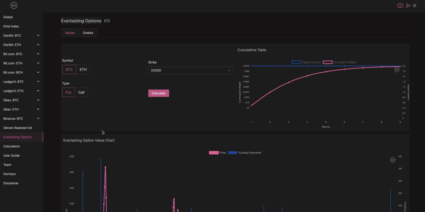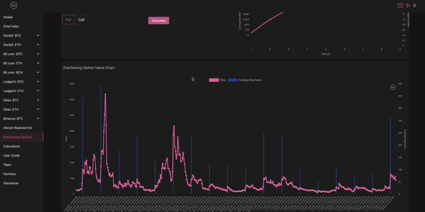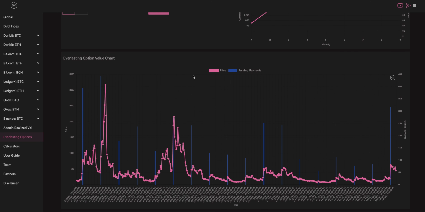I'm going to give you a demo of the Everlasting Options Theoretical Value tab. So the first thing you want to do is go to the Everlasting Options tab on the left-hand side here. Initially you'll see a drop-down menu with the strike price of interest, the asset of interest, and whether this everlasting is a put or a call. The cumulative table is going to show us the cumulative weight of all the options in the everlasting series.